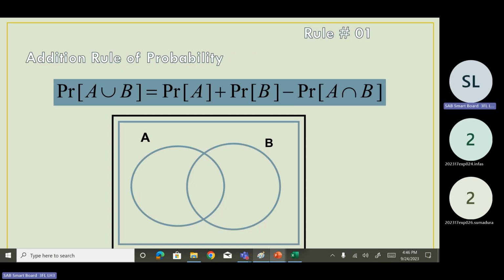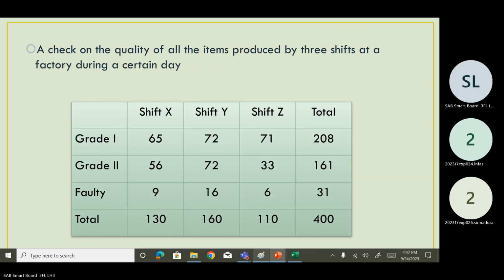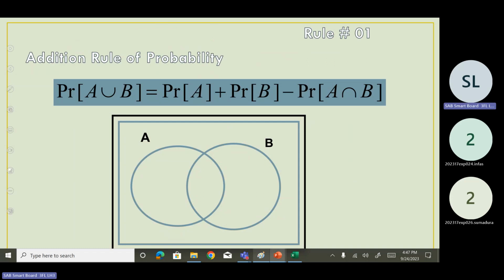A union B means what? This is A, this is B. So A union B means this area. So the probability of this equals probability of A, so you are covering this part, plus probability of B, so you are covering this part.